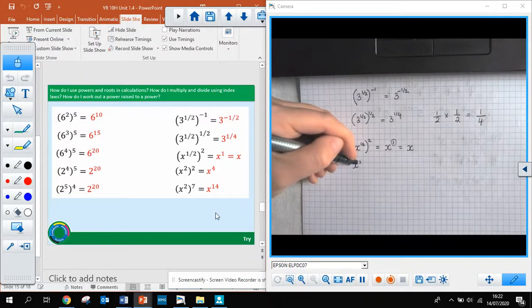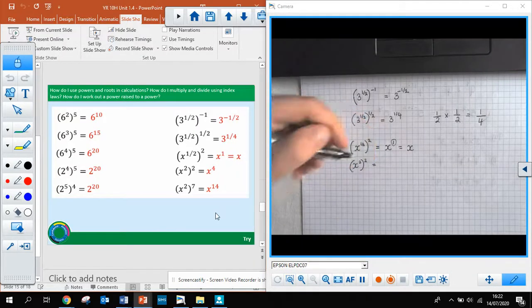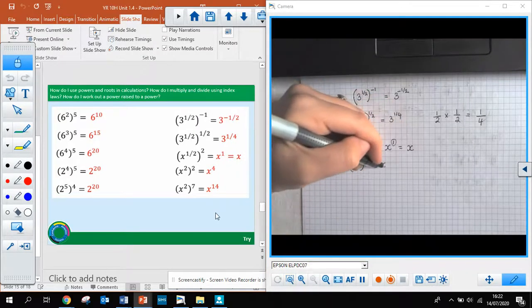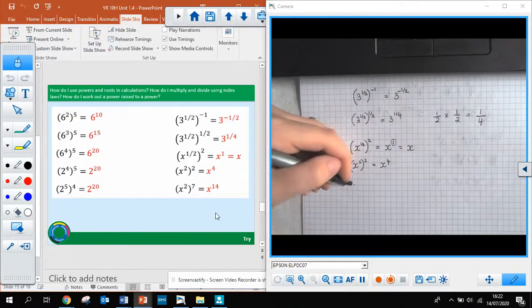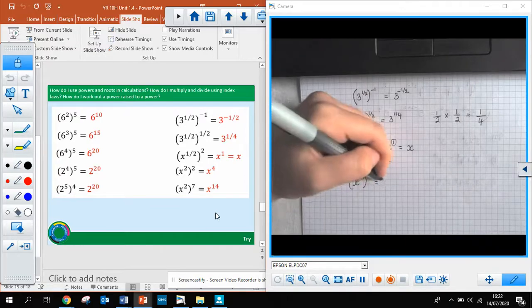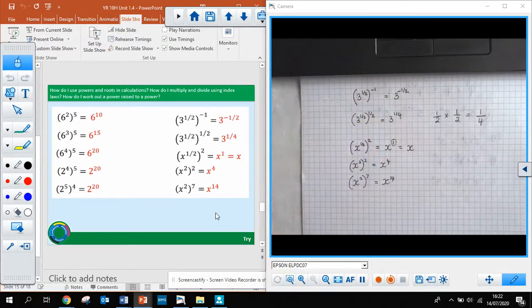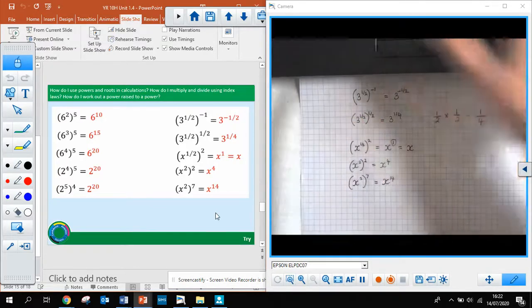Then we've got x to the power of 2, all to the power of 2. Well, 2 times 2 is 4, so it's x to the power of 4. And then the last one's the same, x to the power of 2, multiplied by 7. 2 times 7 is 14, so my answer is x to the power of 14. Okay?